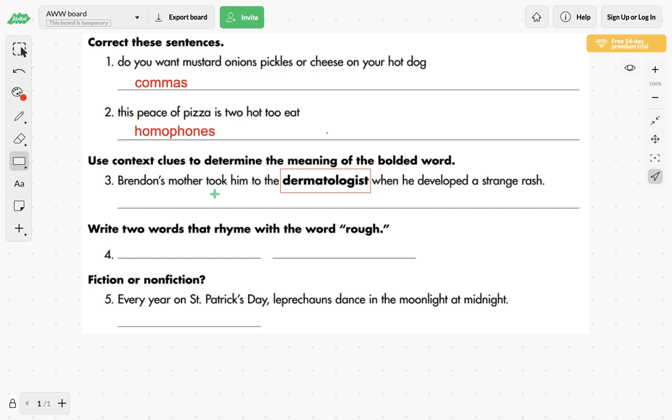Fiction or nonfiction? Every year on St. Patrick's Day, leprechauns dance in the moonlight at midnight. I don't know. Fiction or nonfiction? Well, you got to know what fiction is, and you got to know what nonfiction is. So it's basically, is it fact or is it made up? You decide. All right, have at it, guys.